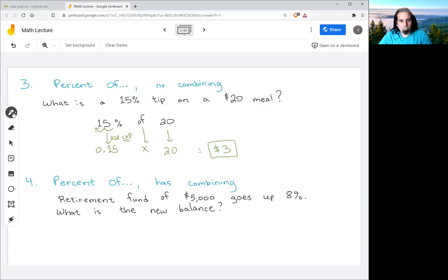What's in the account after the increase? So I start by doing the same thing. I'm finding 8% of 5,000. The 8%, going left out of percent, and I get 0.08. The of becomes times, the 5,000 just stays a number. And whatever that is, $400.